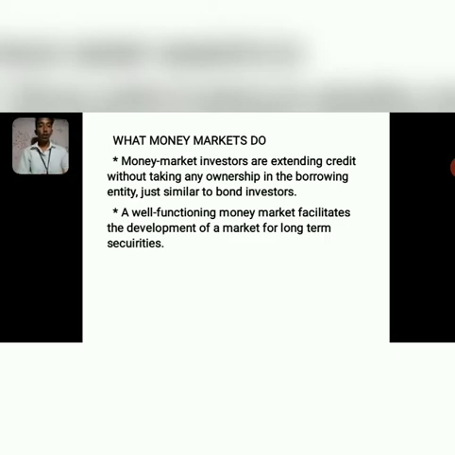A well-functioning money market facilitates the development of a market for long-term securities. So, if money markets are active or liquid, borrowers and investors have the option of engaging in a series of short-term transactions rather than long-term transactions, and it tends to result in a downshift of long-term rates.